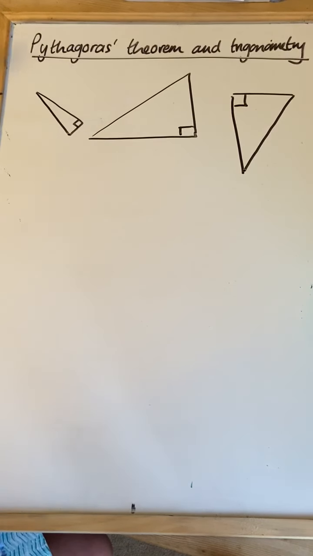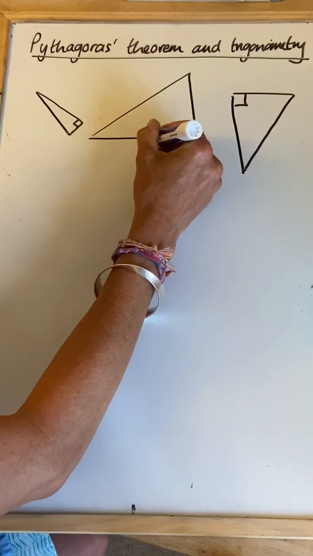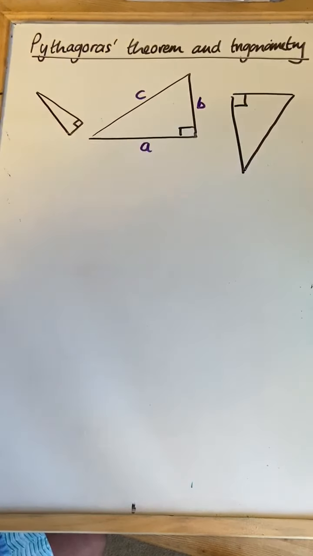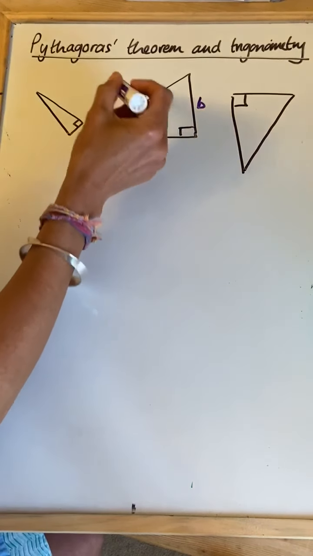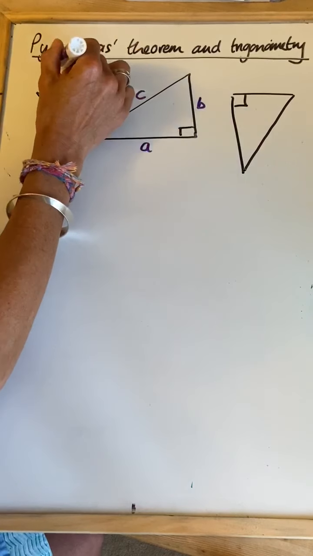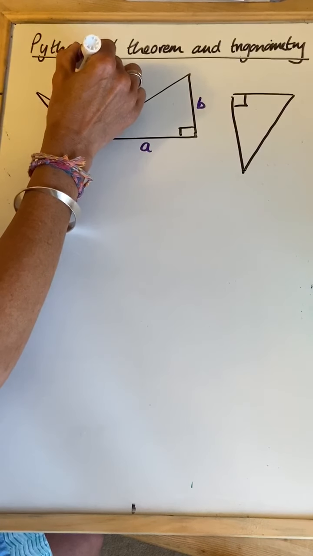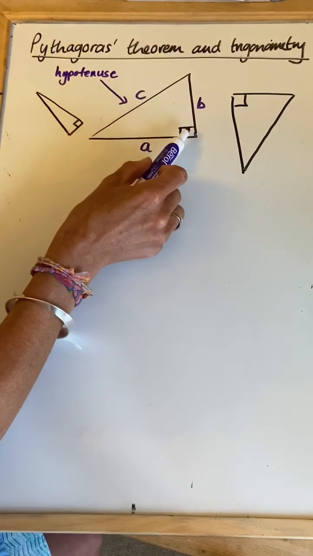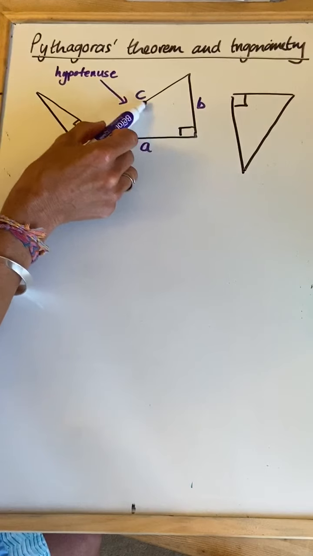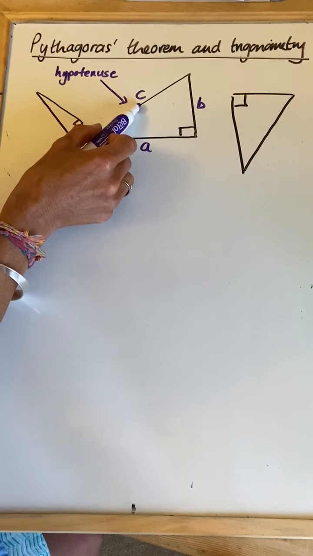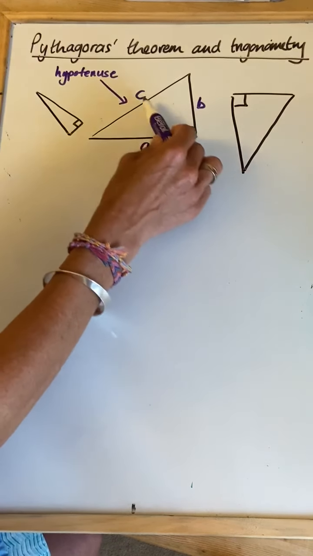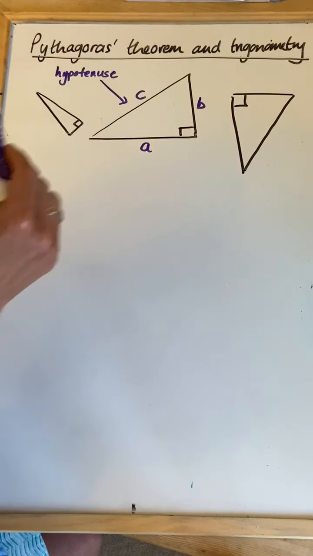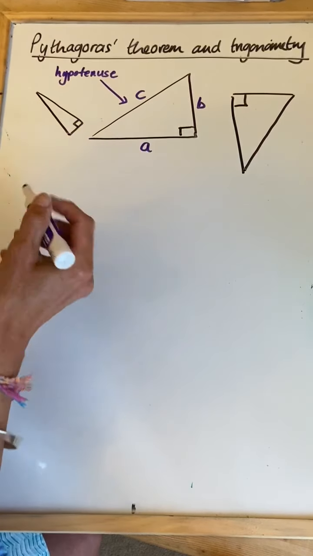With this one in the middle here, I'm going to label my sides A, B and C. Notice that C is the one that is opposite the right angle. We call C the hypotenuse of the right angled triangle, and its two features are it is always the one opposite the right angle, so it doesn't touch the right angle, and it's always the longest side. Okay, so here is our right angled triangle.